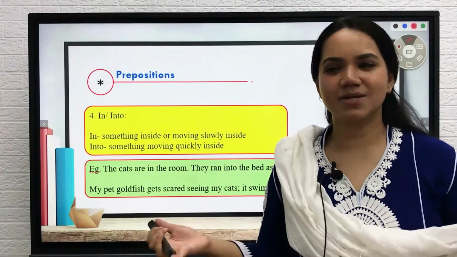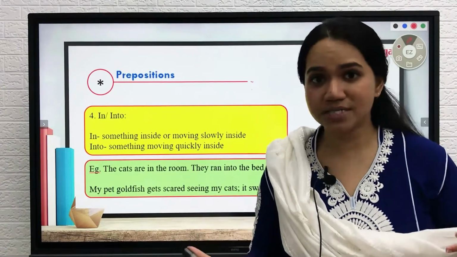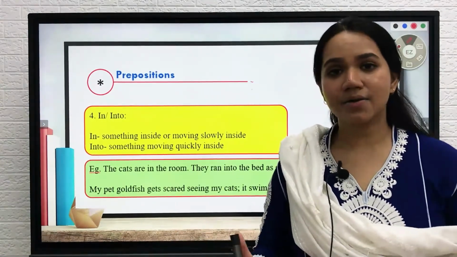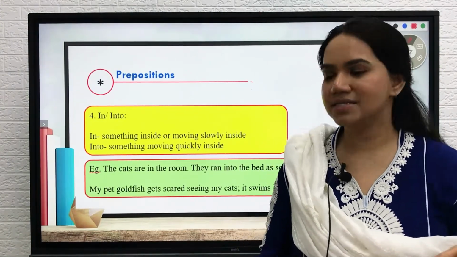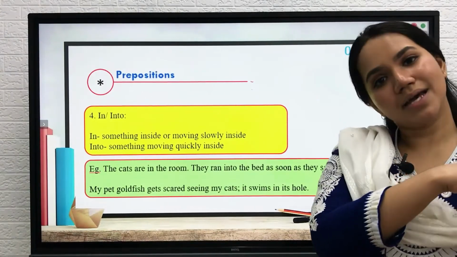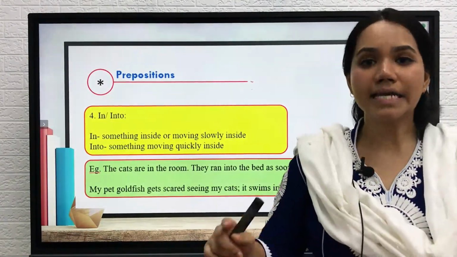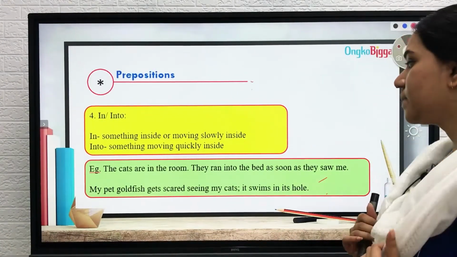Whenever I want to describe a situation that the cats are running towards me, I can say they're running into the bed because they are running very fast, they're moving very fast. And on the other hand, if I say that they are already there, I'll say that they are in the bed because they have been already there since a long time.